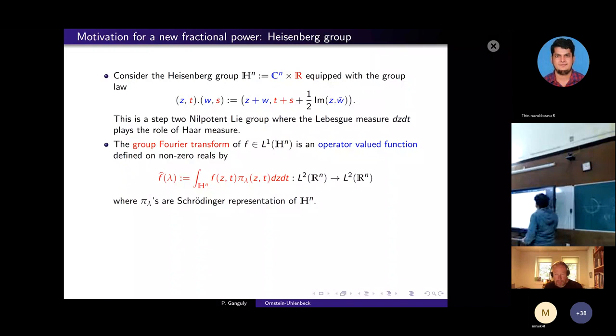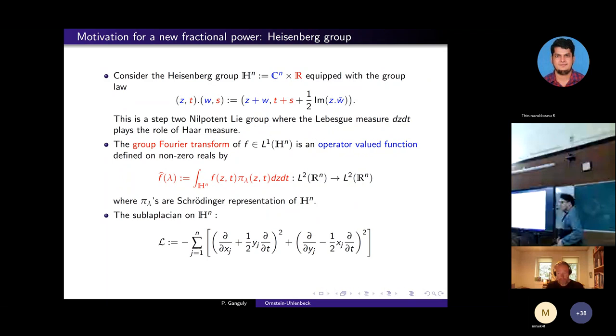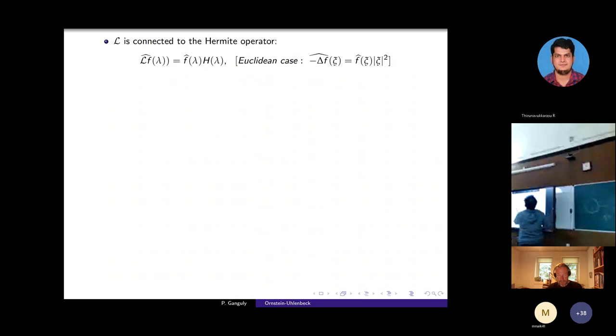The sub-Laplacian on the Heisenberg group is defined as the sum of squares of the Heisenberg vector fields, the first 2n vector fields. This is a sub-elliptic operator. The sub-Laplacian and the Hermite operator are connected by this relation. If you take a function, apply the sub-Laplacian, and then take the operator-valued Fourier transform, it will give you the Fourier transform of f times H_lambda, where H_lambda is the scaled Hermite operator. So this is exactly similar to the Euclidean situation, which I have written here.